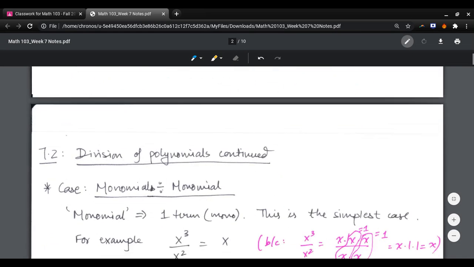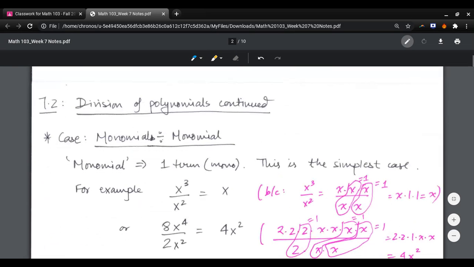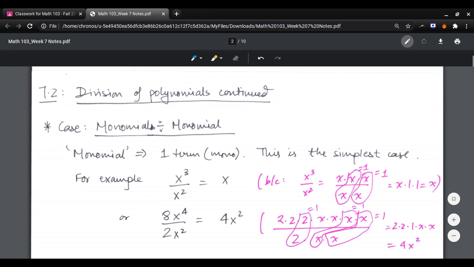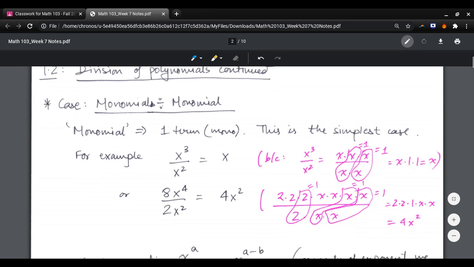Okay, let's start with the simplest case of polynomial division, where you're not going to be learning any extra skill yet. This is called monomial divided by monomial. Recall, a monomial is one term, mono. Yeah, it's the simplest case.